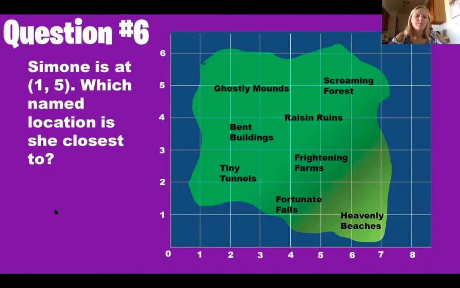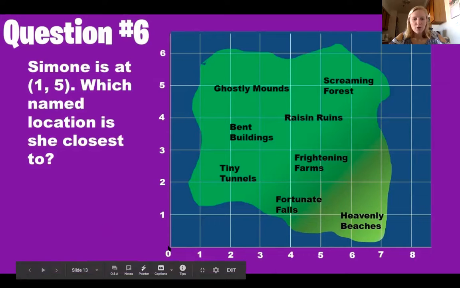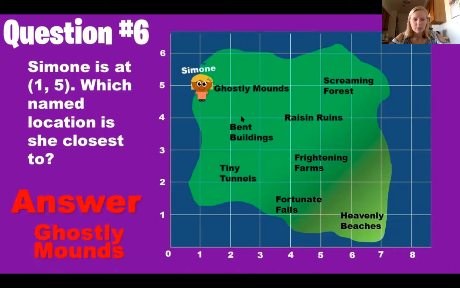Okay, let's do one more. Simone is at 1, 5. Which named location is she closest to? So we always start at the origin at 0, 0. We go to the right once, which would be east, and then up 5, 5 north. That would be up here. She would be closest to Ghostly Mounds.